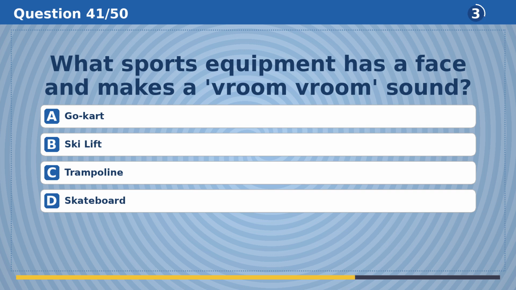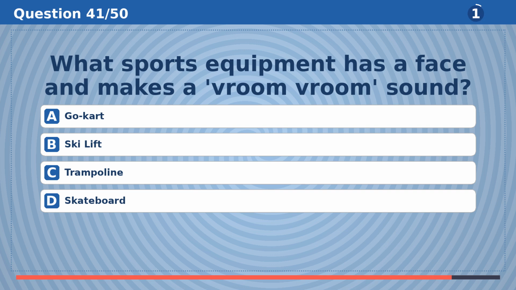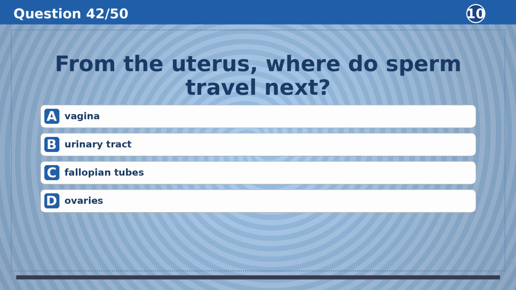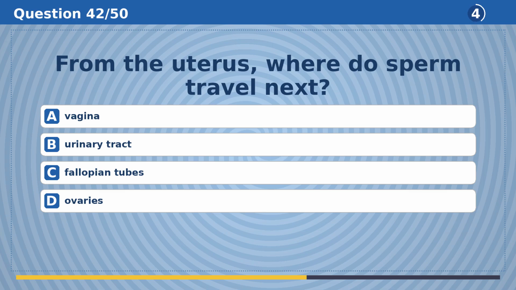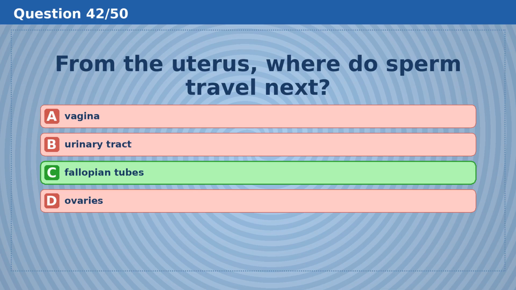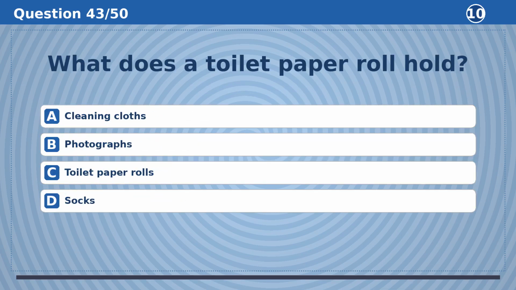What sports equipment has a face and makes a vroom vroom sound? The answer is A, go-kart. From the uterus, where do sperm travel next? The answer is C, fallopian tubes.